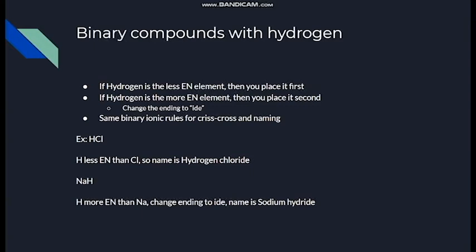To give you a couple examples of binary compounds with hydrogen, HCl or hydrogen chloride. H could also give hydrochloric acid, but we're not learning about acids yet. HCl in this situation is hydrogen chloride. Hydrogen is less electronegative than chlorine, so the name is going to be hydrogen chloride. Sodium hydride is another compound. Hydrogen is going to be more electronegative than sodium, so we're going to be changing the ending of hydrogen to hydride. The name is going to be sodium hydride.